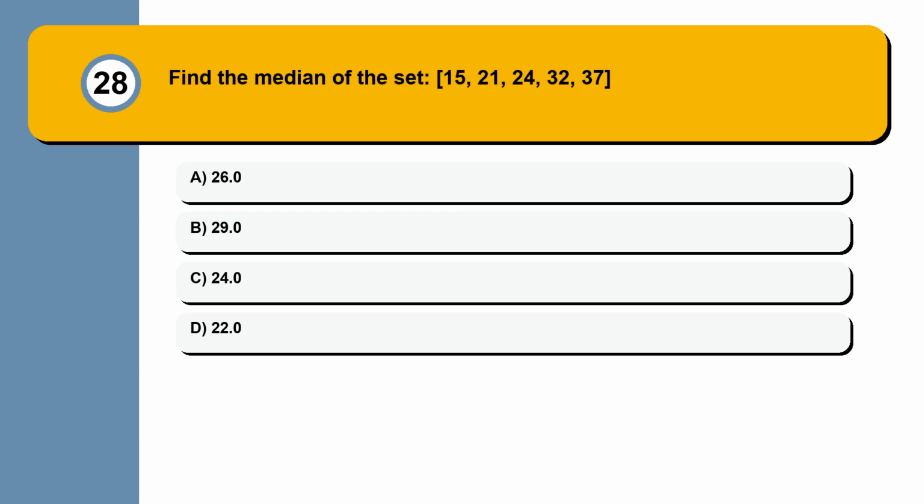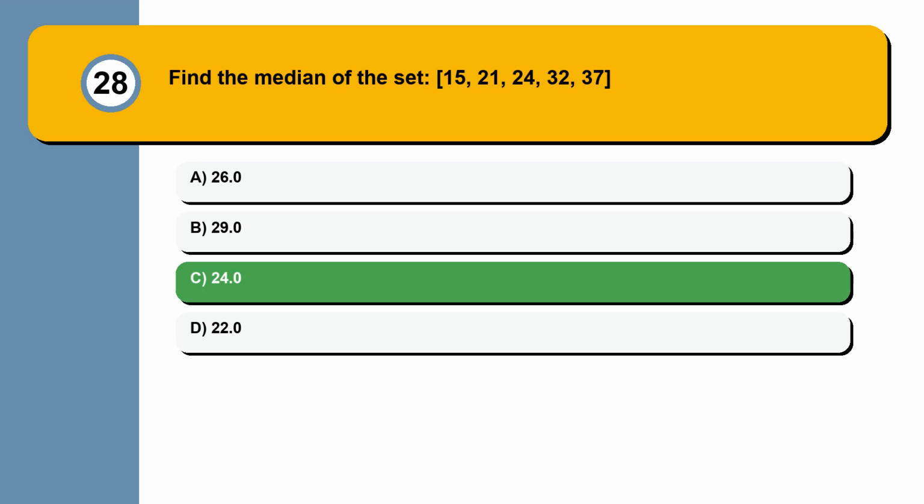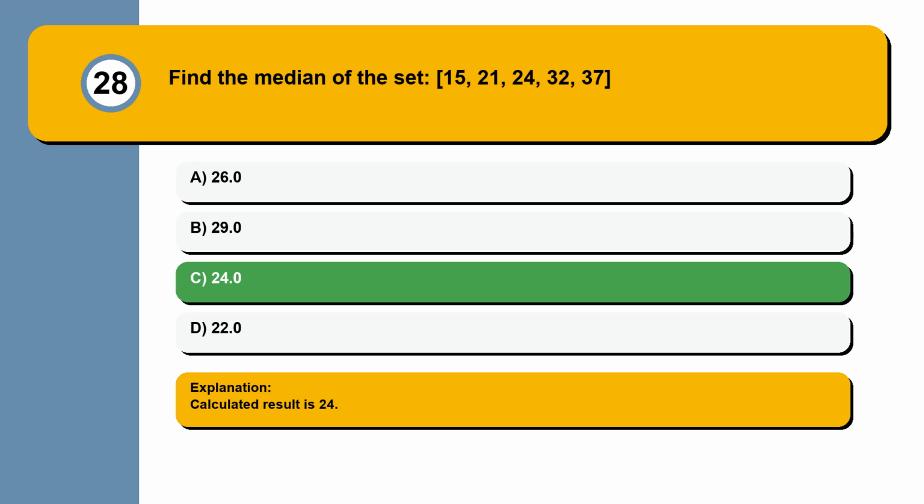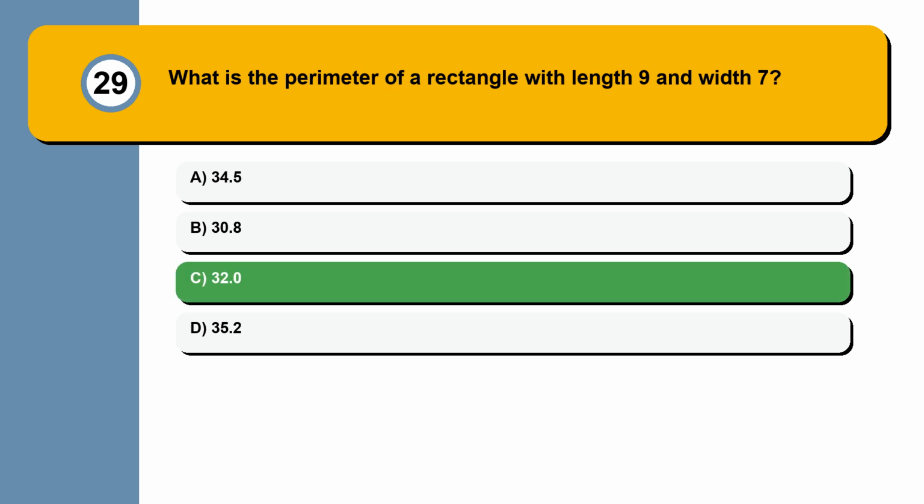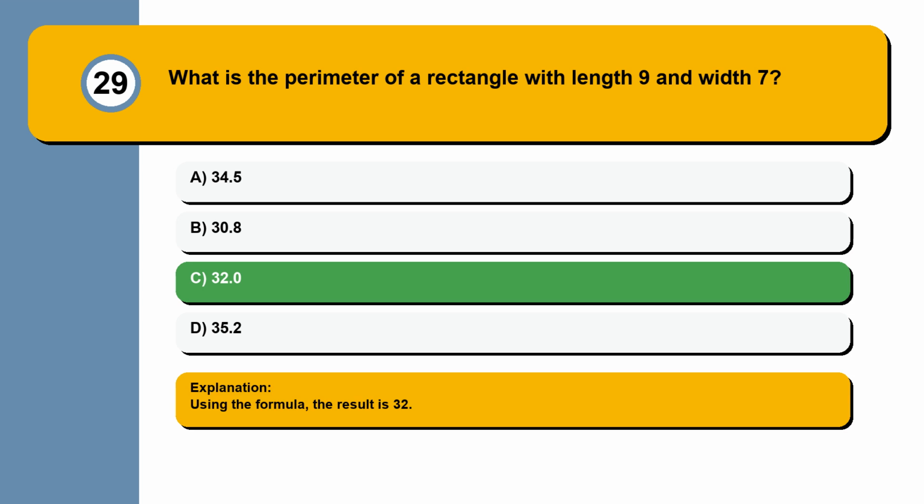Question 28. Find the median of the set 15, 21, 24, 32, 37. 26.0, 29.0, 24.0, 22.0. Calculated result is 24. Question 29. What is the perimeter of a rectangle with length 9 and width 7? 34.5, 30.8, 32.0, 35.2. Using the formula, the result is 32.